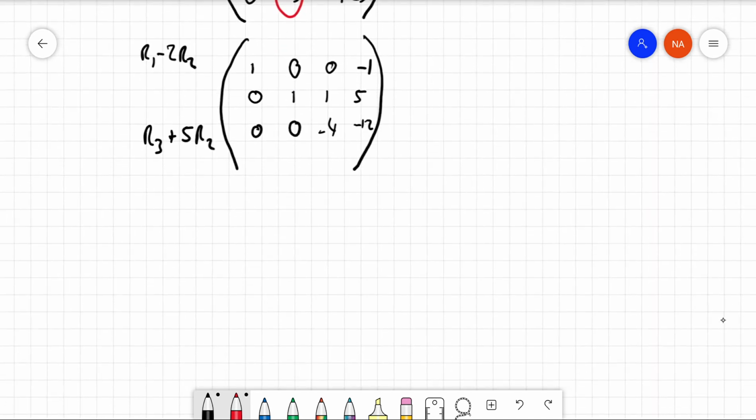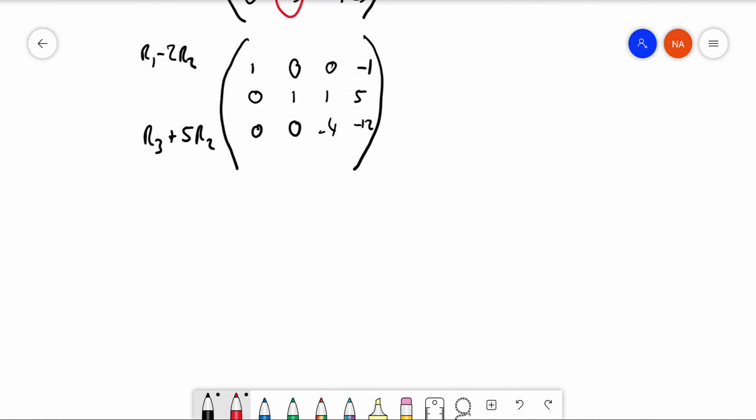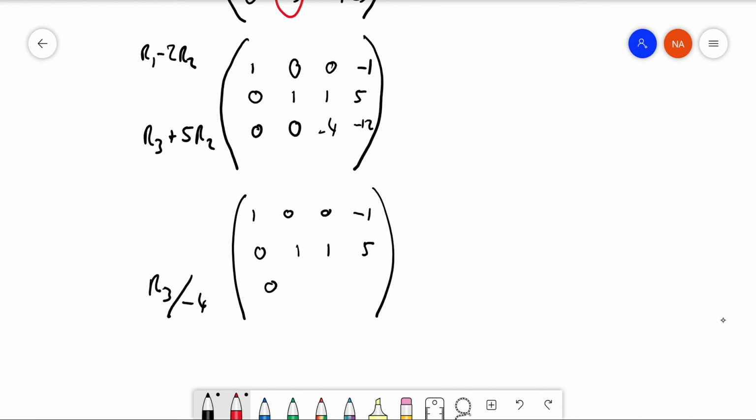I'm now going to need to get a 1 on the bottom row. So my row 1 is okay. Oh, sorry, I don't need to write anything there. I'm not doing anything with row 1. 1, 0, 0, negative 1. Row 2 I'll leave for a moment. 0, 1, 1, 5. Row 3 I'm going to divide by negative 4. 0, 0, 1, 3. Now the last thing I've got to do is get that into being a 0.